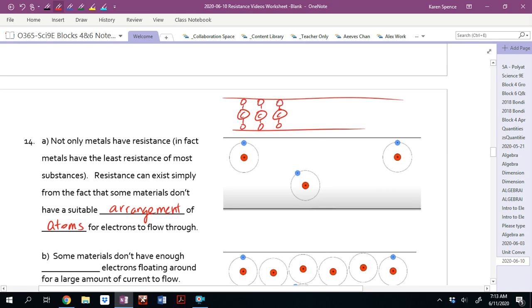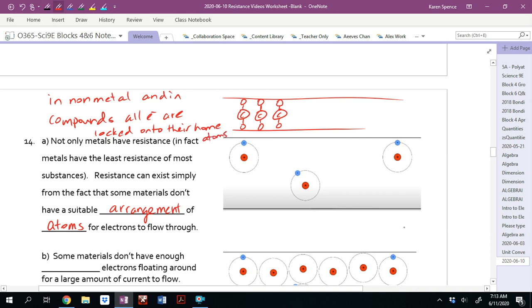And the thing about carbon dioxide molecules is that they are bonded covalently. All of the electrons in nonmetals and covalent compounds, and actually in ionic compounds, are locked onto their home atoms, and so it just doesn't make for a good flow.